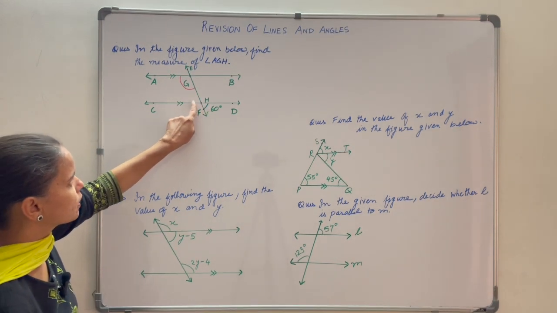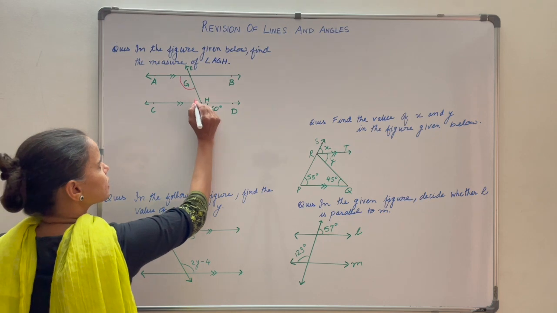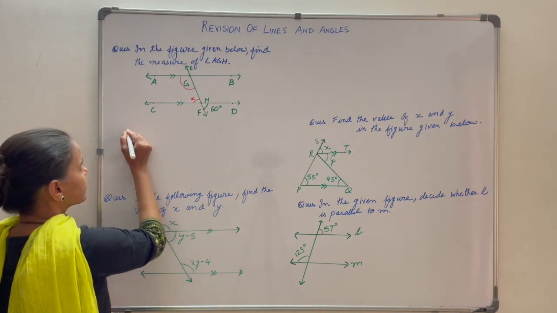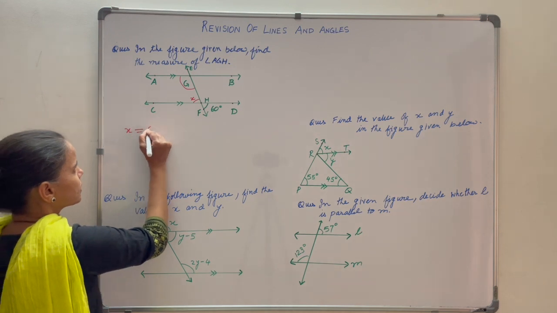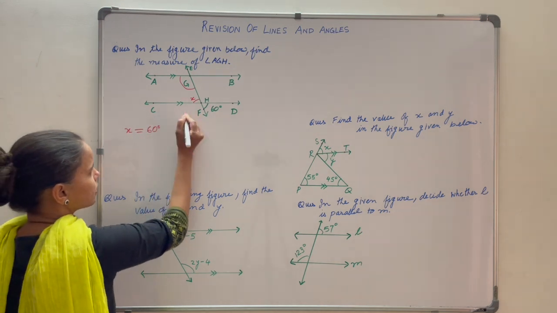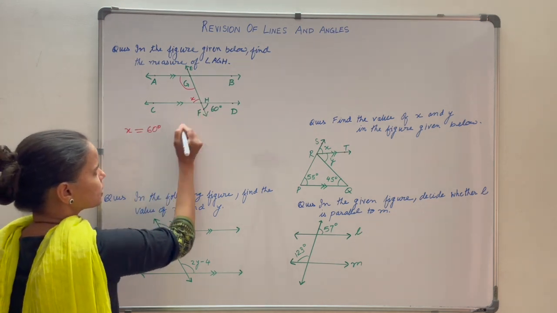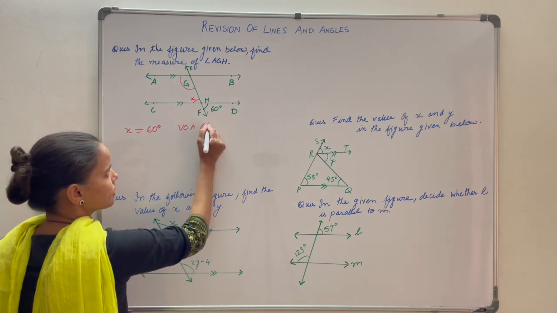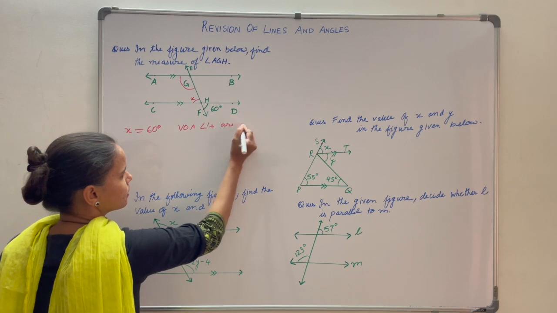To find this, you should know that these two are vertically opposite angles. So this angle, let us write it as x. So x is equal to 60 degrees because it is vertically opposite to the 60 degrees angle. Vertically opposite angles are equal.